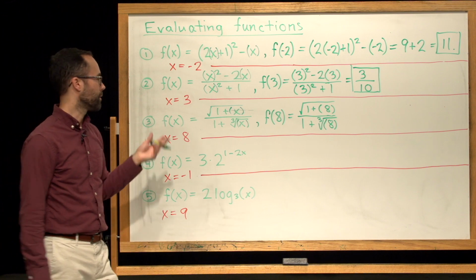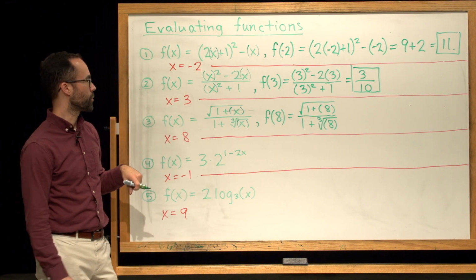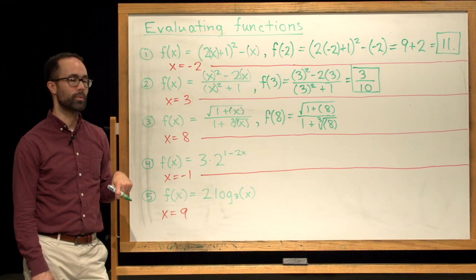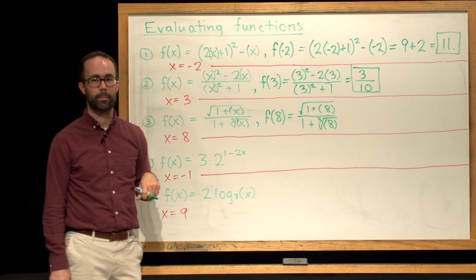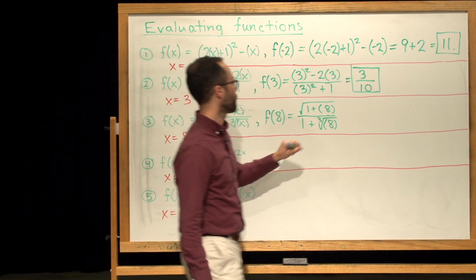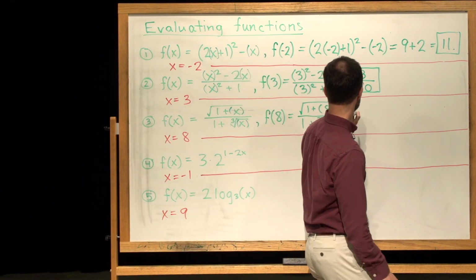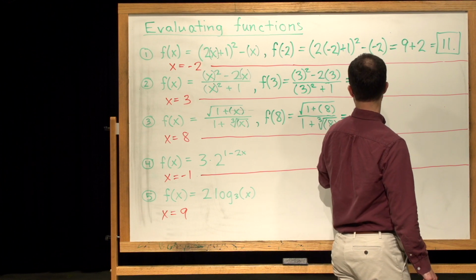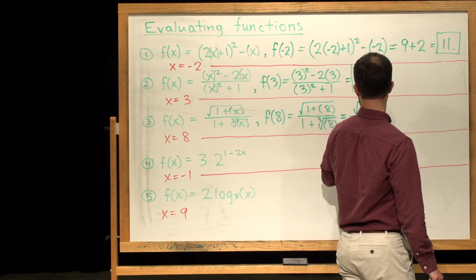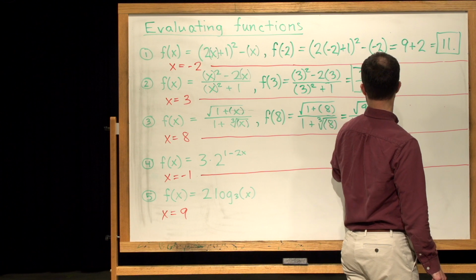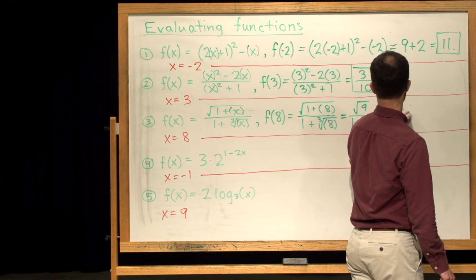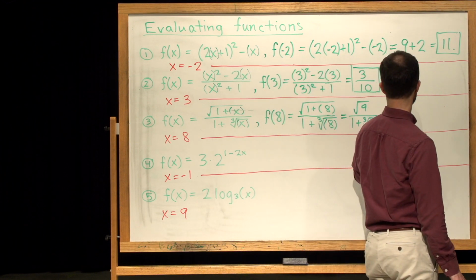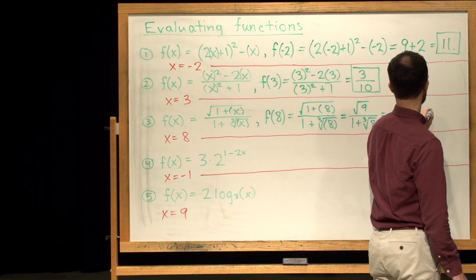And to simplify, we notice that on top, it's the square root of 9. That's 3. And then on the bottom, we need to do a cube root of 8, which happens to be 2. So I'll write both of those out. So square root of 9, 1 plus the cube root of 8. And we get 3 on top, 1 plus 2 on the bottom, which is also 3. So that's 1.